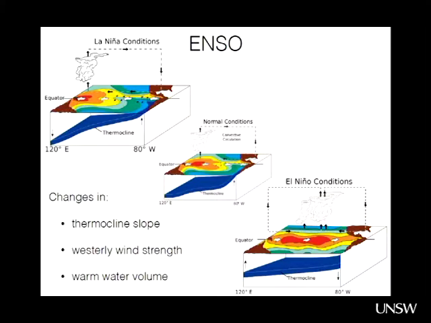If you look at what happens, firstly during La Niña conditions, the winds speed up. That causes the warm water to be pushed further over here and further upwelling. So you're basically increasing the slope of your thermocline, exaggerating the natural warm pool to be stronger and the cold tongue to be colder. And the opposite under El Niño conditions. So the thermocline relaxes, the warm water ends up more over towards the coast of South America. So you have changes in the thermocline slope, the wind strength, and the warm water volume.